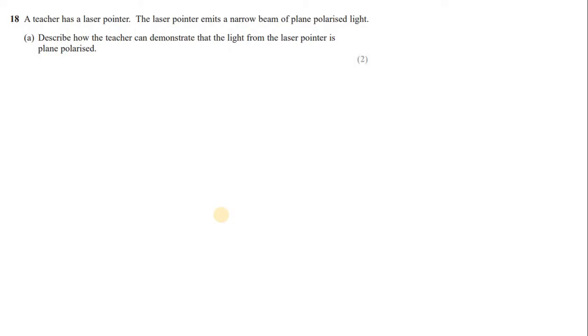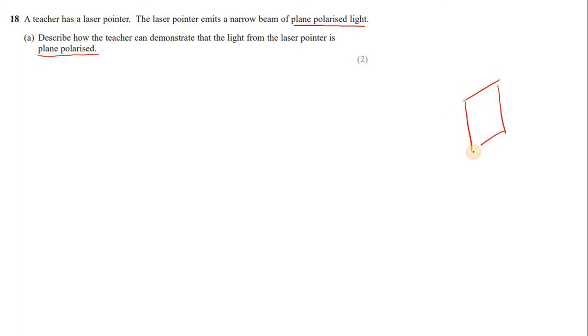A teacher has a laser pointer. The laser pointer emits a narrow beam of plane polarized light. Describe how the teacher can demonstrate that the light from the laser pointer is plane polarized. So a student can use a polarizing filter. So this is a polarizing filter.